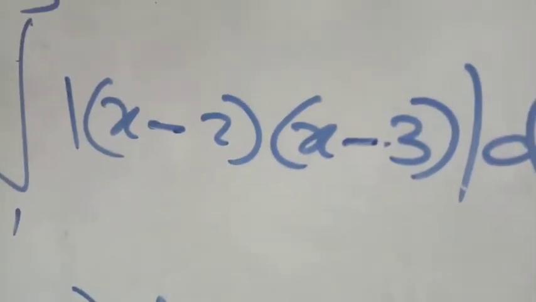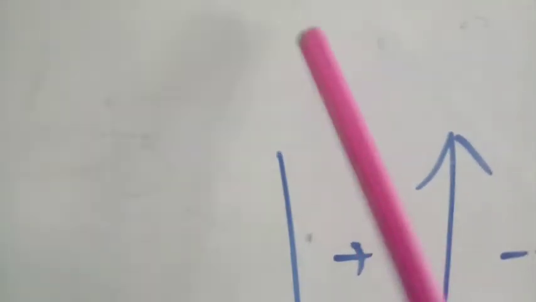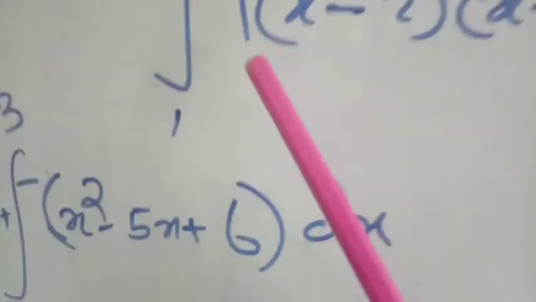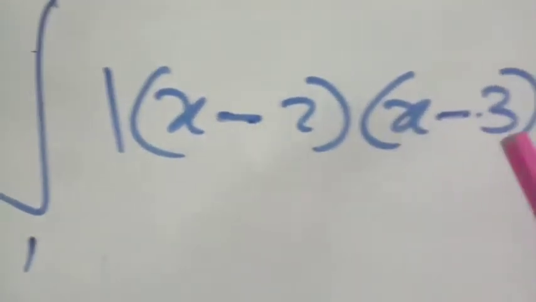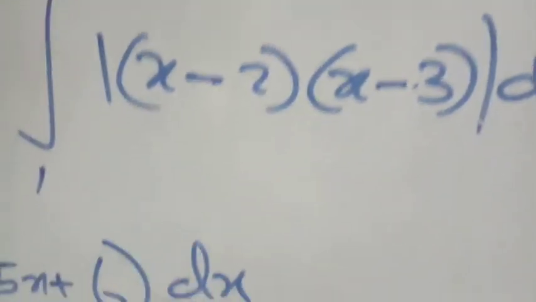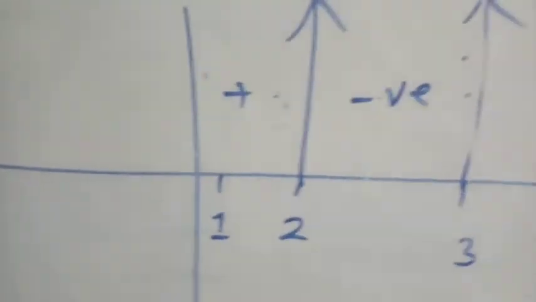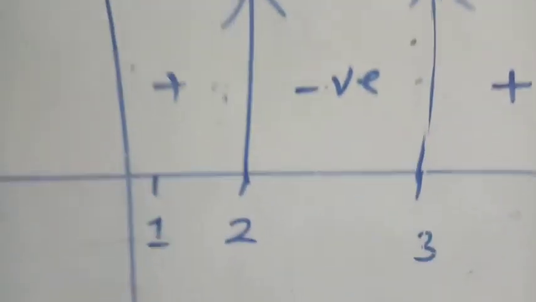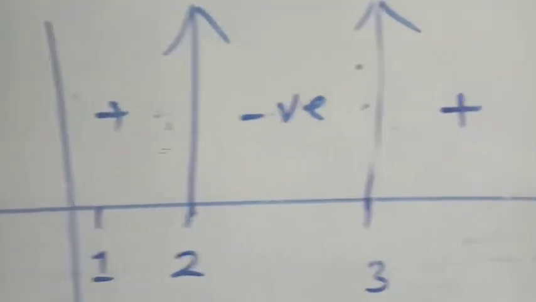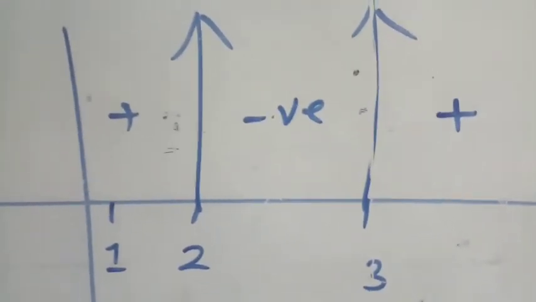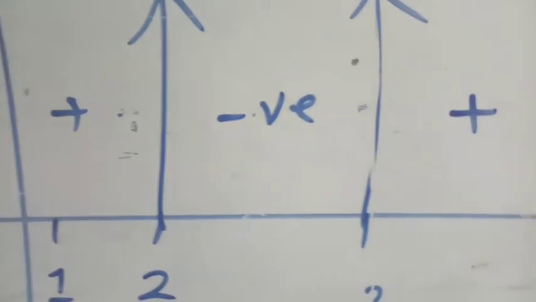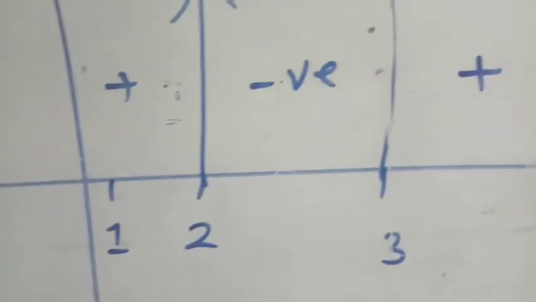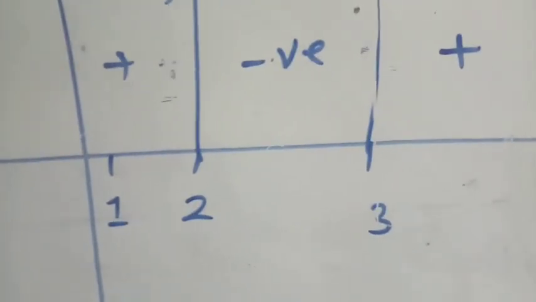And again at 2, by substituting x is equal to 2, the function will be 0. And below 2, what happens? Both are negative. Suppose you put 1 in this one, 1 minus 2 is negative, 1 minus 3 is negative. So negative into negative will be positive. So the function is positive for the values of x less than 2. So this is a standard way of identifying the sign of the value of an expression.